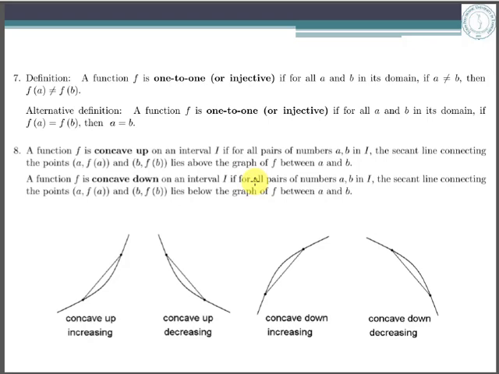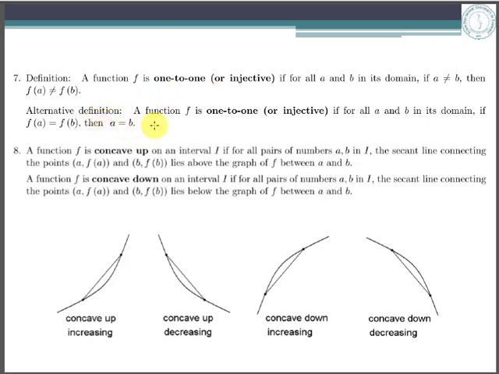And the next step is defining when a function is one-to-one, or injective. A function f is one-to-one or injective if for all a and b in its domain, if a is not equal to b, then f(a) is not equal to f(b). This is the definition of a one-to-one function.